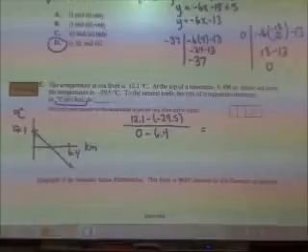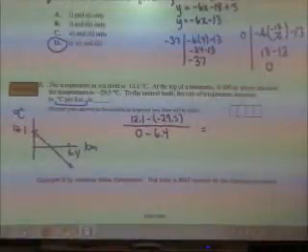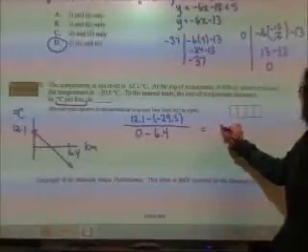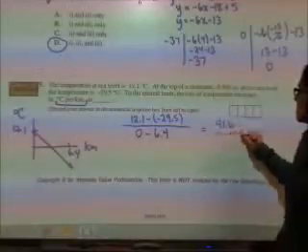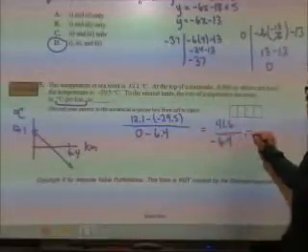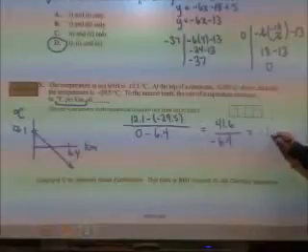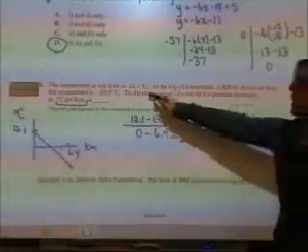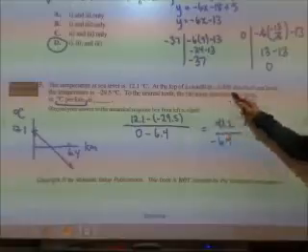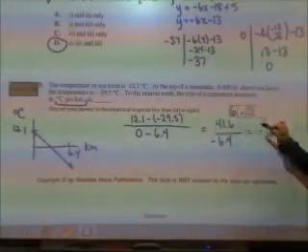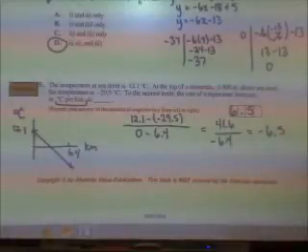So 12.1 minus negative 29.5 equals 41.6, divided by negative 6.4 equals what? Negative 6.5. Okay. Because the question says the rate of temperature decrease, that takes care of my negative. So my answer becomes 6.5 degrees Celsius per kilometer.